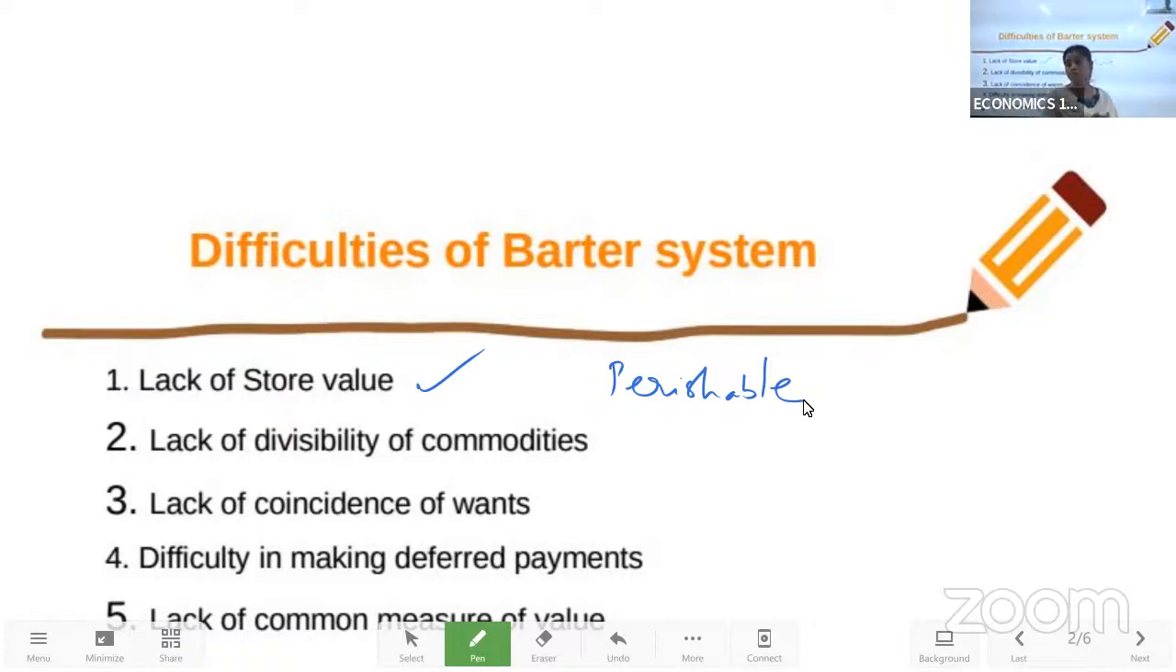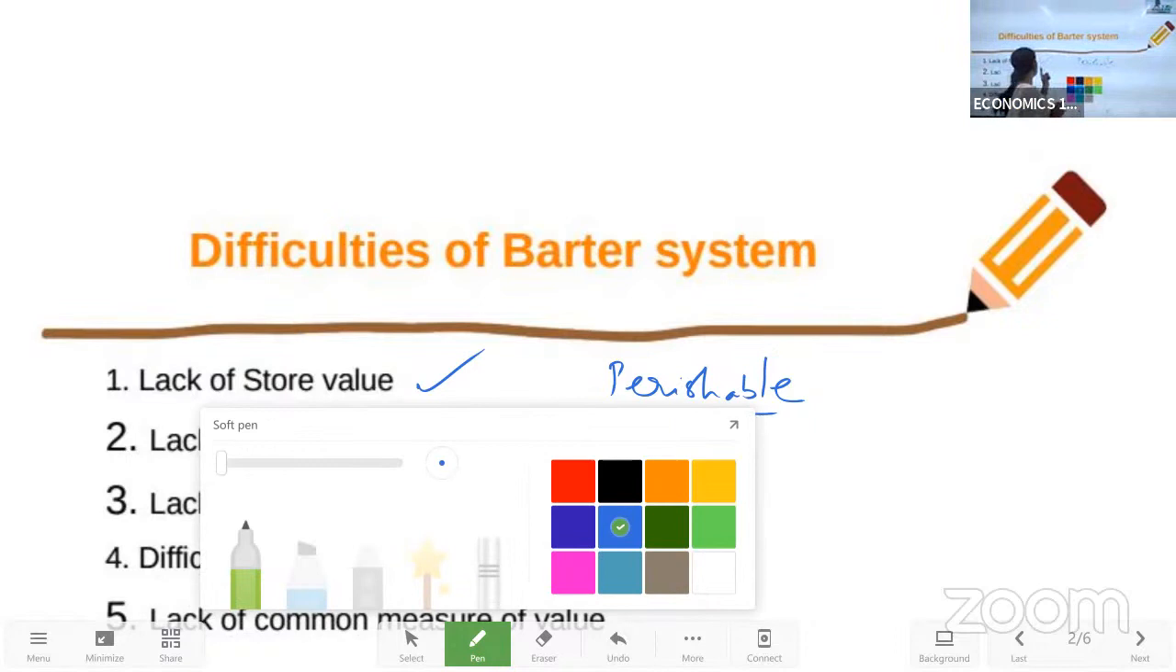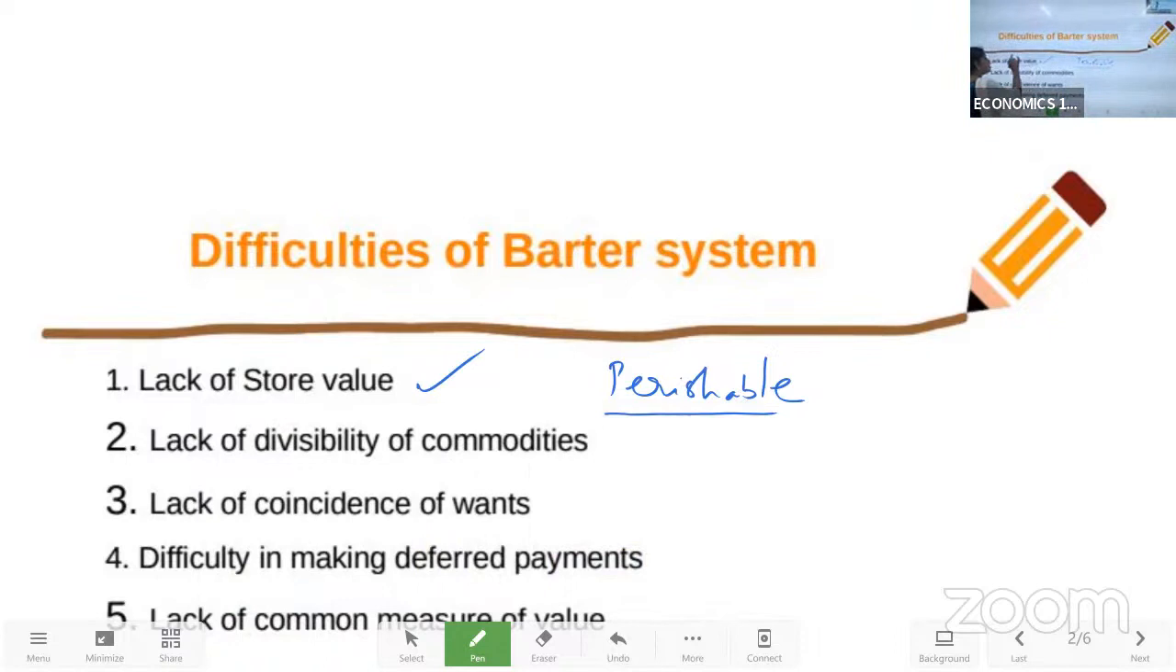Take example vegetables. Can we store it for many days? Nowadays we have the fridge, we can store it for 1 week, but not more than that. In the olden days, we don't have these facilities. So is it possible to store these vegetables or the fruits or the flowers? No. Whenever we produce the goods, we have to exchange immediately. If the goods are perishable, is it possible to store it? No, it is not possible. So under the barter system, storing of the goods is very difficult.